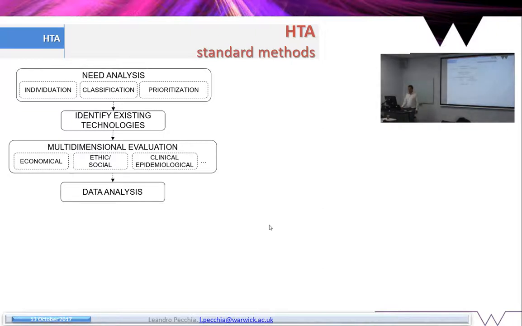Once I have done this assessment, I will need to put all the data together. I will need to analyze, and I will need to compare clinical information with economical information. And that's when the problems will start arising. And we'll see the solutions we adopted in the UK.